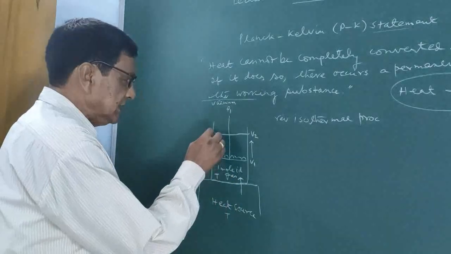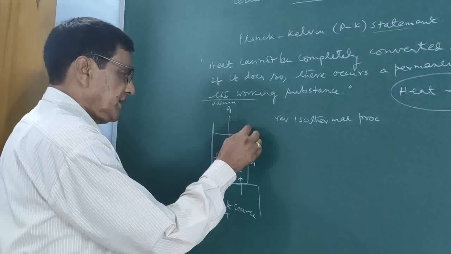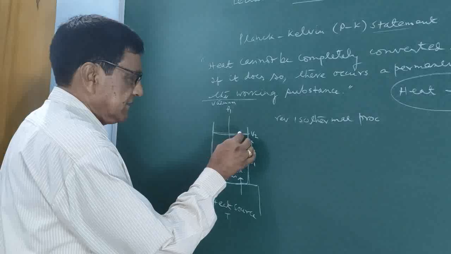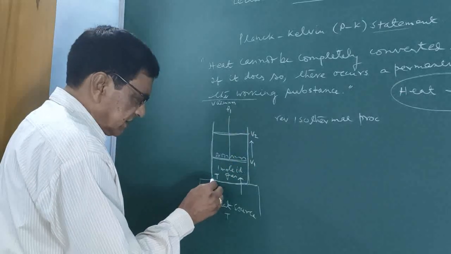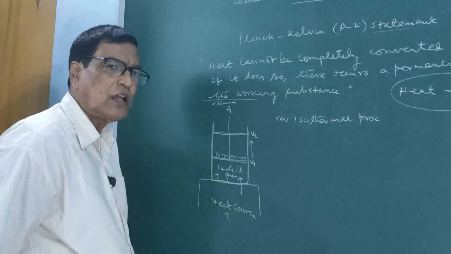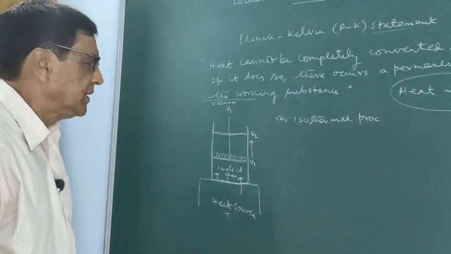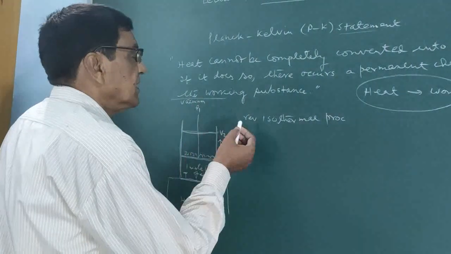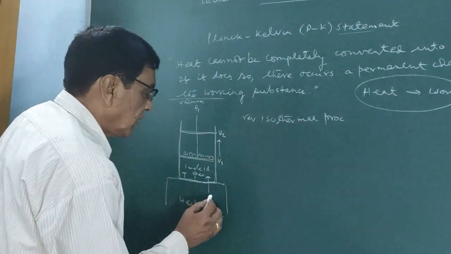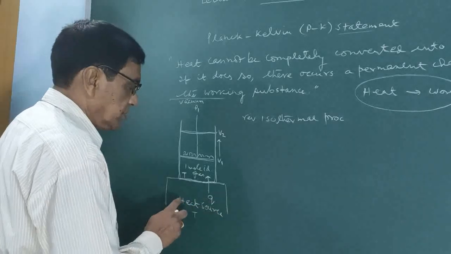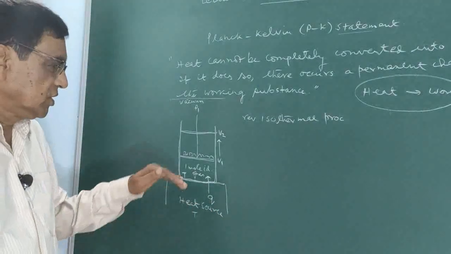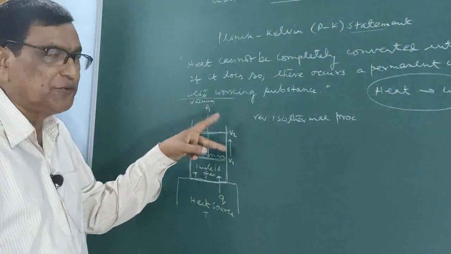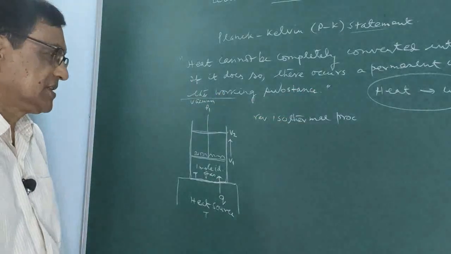And this one is also insulated. The piston is also insulated, so that no heat can escape. Only this one is thermally conducting. And if we apply the first law of thermodynamics, suppose Q amount of heat flows from the heat source to this ideal gas in order to make this conversion from V1 to V2 in an isothermal process.